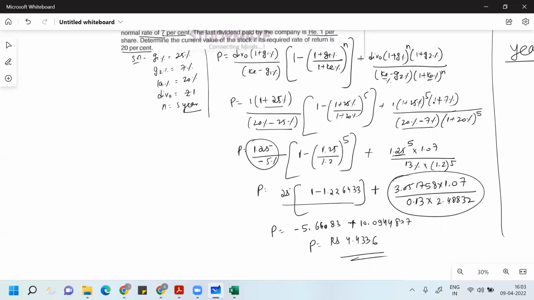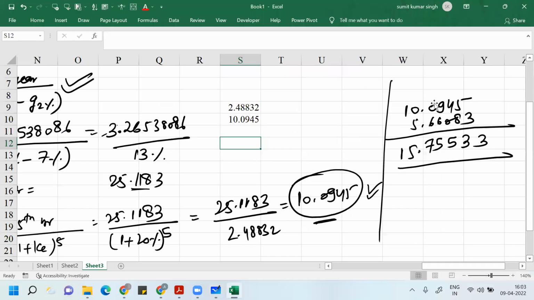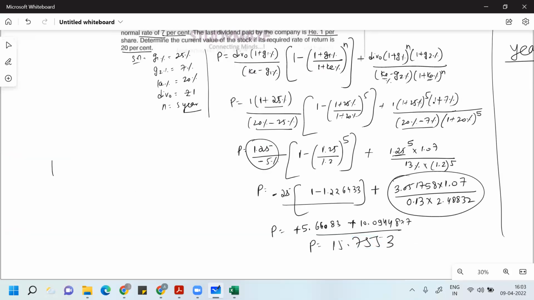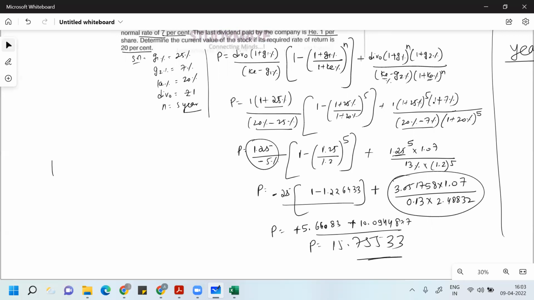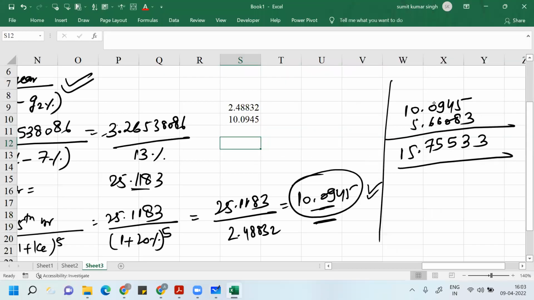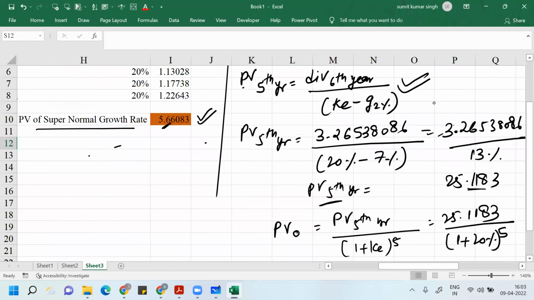Here something else is minus. One minute. This would be a minus sign. Minus, minus, it would be plus. This is minus, this is minus. Minus, minus, it will be plus. If you add them, you will get the same value, 15.755533. Same value you will get. You see, this value, same. This value, same.